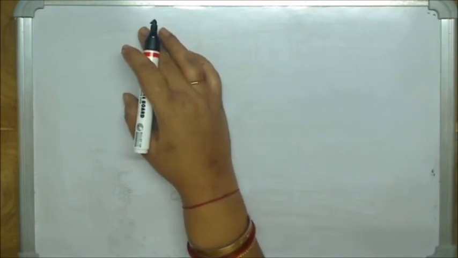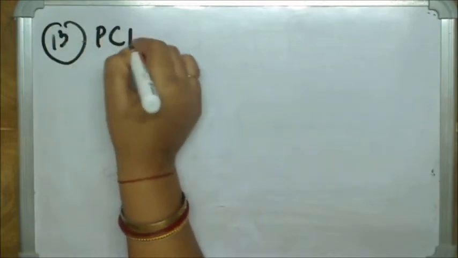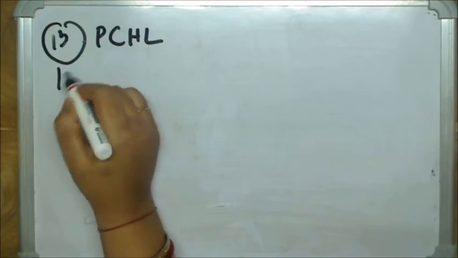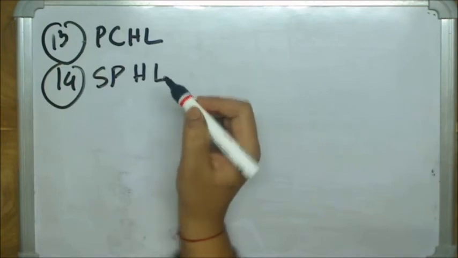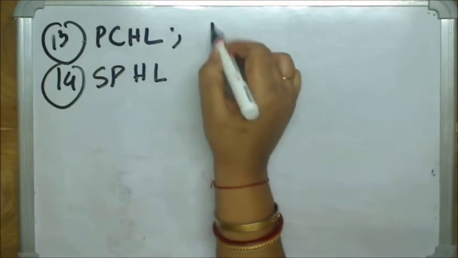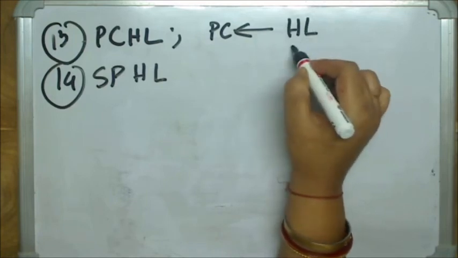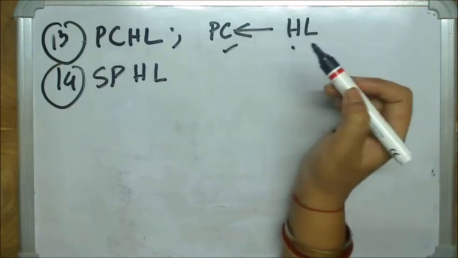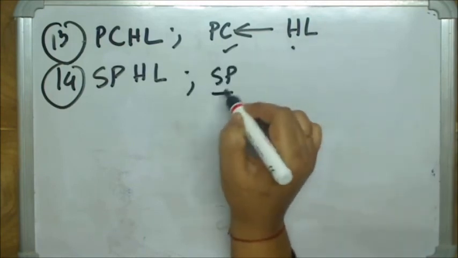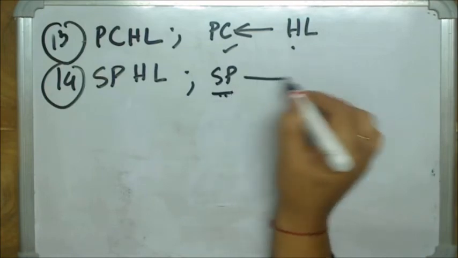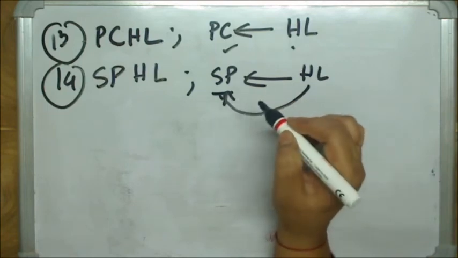Okay, now let's go to the next instructions, that is PCHL and SPHL. What does PCHL mean? The contents of HL pair will get loaded into the program counter. And what does SPHL mean? What does SP mean? Stack pointer. So the contents of HL pair will get loaded into the stack pointer.